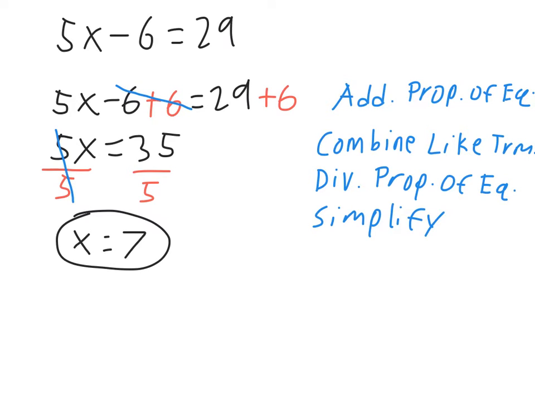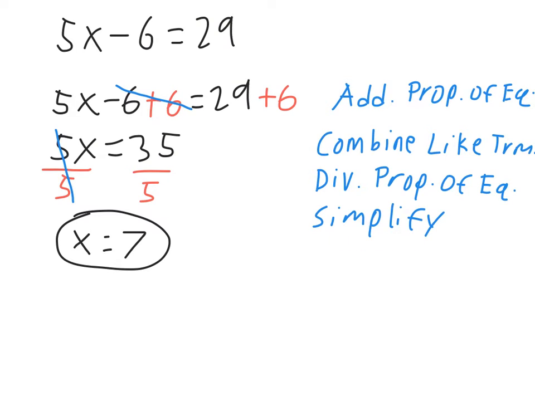So that's how you solve a two-step equation, and we are going to be naming all of the steps that we take to make sure that we know what we're doing when we take them. So if you use a property like the addition property of equality or the division property of equality, you need to write those down. And if you're not using a specific property, then you're probably combining like terms or just simplifying in some way.